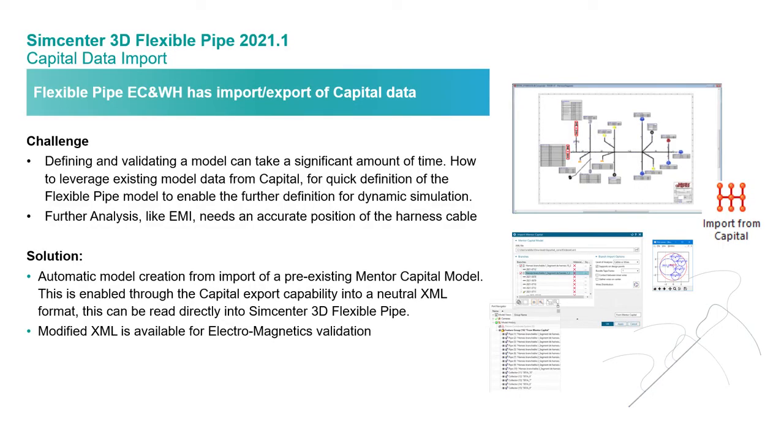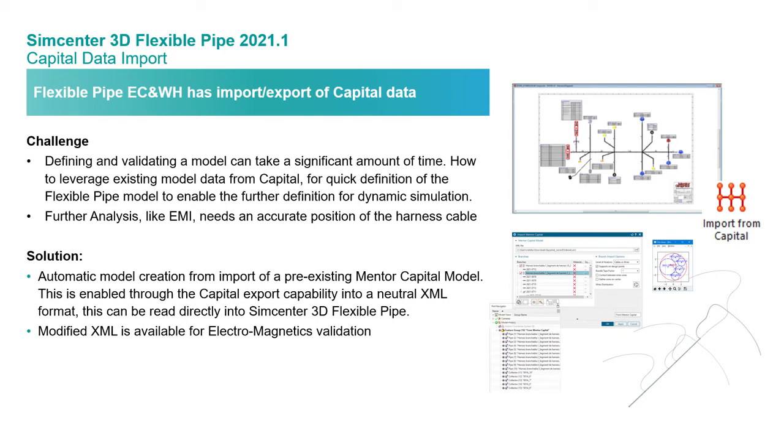It can also help you accurately position and perform clearance checks of the harness, as well as evaluate mounting and movements of the electrical flat cable. What's new in this release is that Simcenter 3D Flexible Pipe now also is able to benefit from existing ECAD models developed in Capital Harness.